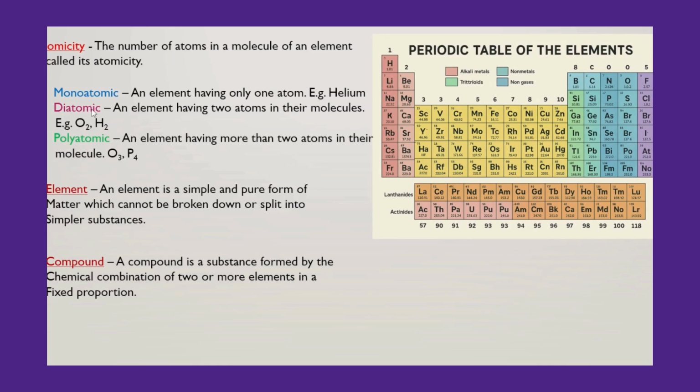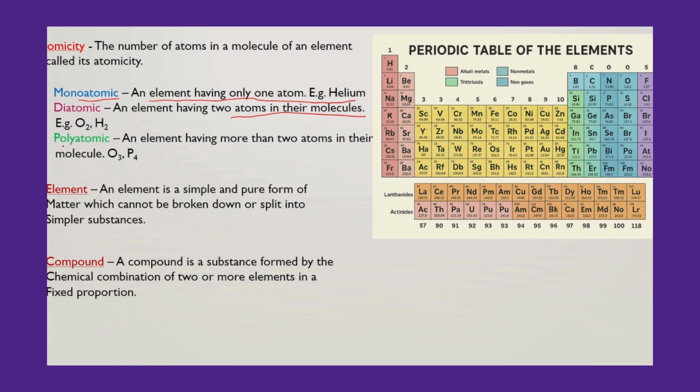Then what is a diatomic? An element having two atoms in their molecules, like O2 and H2, is called diatomic. Then helium, neon, argon have only one atom, and these atoms can exist independently. Such elements are known as monoatomic.